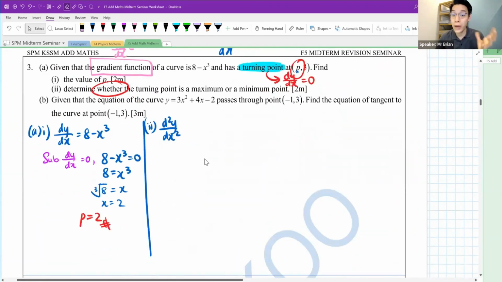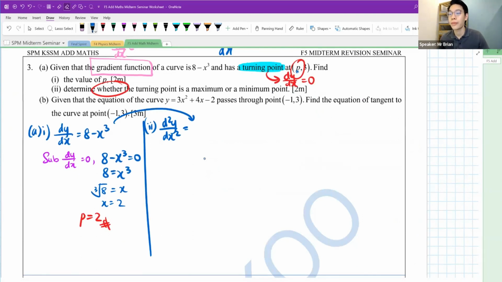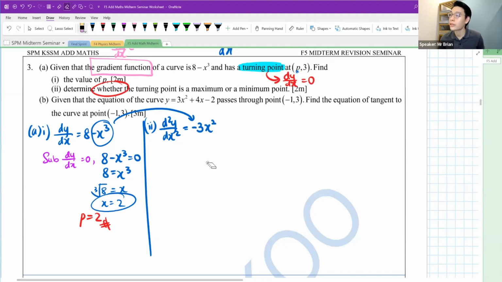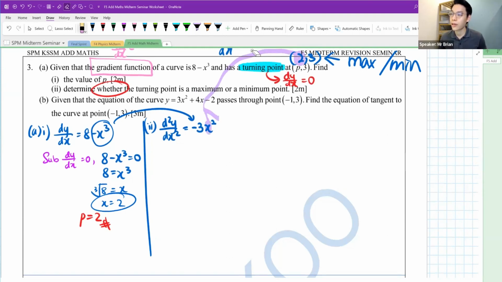If you are not interested to know whether it is maximum or minimum, then don't do d squared y over dx squared. Differentiate. Differentiating 8 gives just 0. Differentiate this, you get the power times, the 3 times, and then you minus 1 from the power. You get it like that. Then you want to know what kind of turning point it is at x equals 2. This coordinate is (2, 3). I don't know whether this point is a max or a min, so I'm trying to test this point. So I'm going to sub x equals 2 into here.